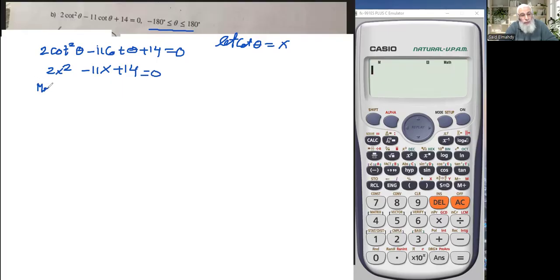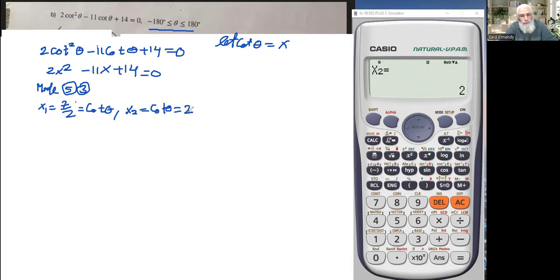We solve for x by using the calculator in mode 5-3. So we enter mode 5-3, and the coefficients of x squared are 2, negative 11, and 14. So x1 is 7/2, and x1 is cot theta. This is one solution, and the other solution, x2, which is cot theta, is 2.